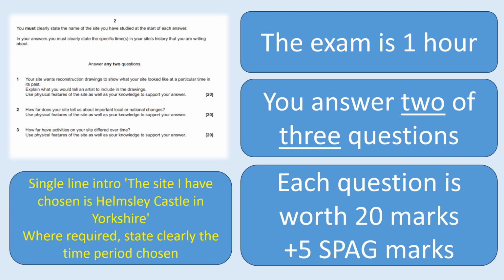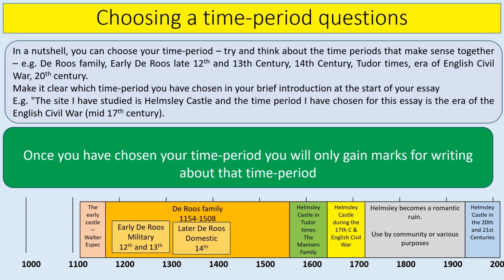You want to have a single line intro, something like: the site I've chosen is Helmsley Castle in Yorkshire, and where required, state clearly the time period chosen. So some questions will ask you to choose a time period, and in which case you need to choose a time period. And we're going to talk about what that means in this video guide, but some questions you don't have to specify a time period. So it's only if it tells you in the question to specify a time period that you need to do so. So we're just going to look at some advice on choosing a time period question.